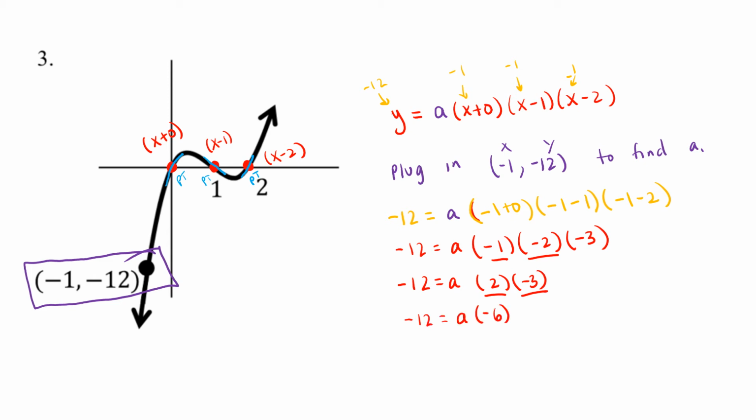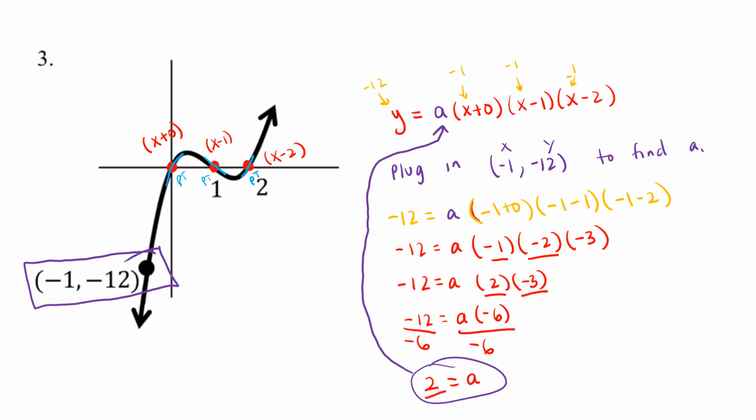And the last thing that we do to get this a by itself is divide both sides by negative 6, giving us that a value equals 12 divided by 6 is 2, and negative divided by negative is a positive. So we get positive 2 there for our a value. Now we're not done. It's not like, oh, a is 2, we're done. The question is, write the equation. So we're going to take that a value of 2, substitute it right back into the top, and that will give us our final equation, which I'll write here.